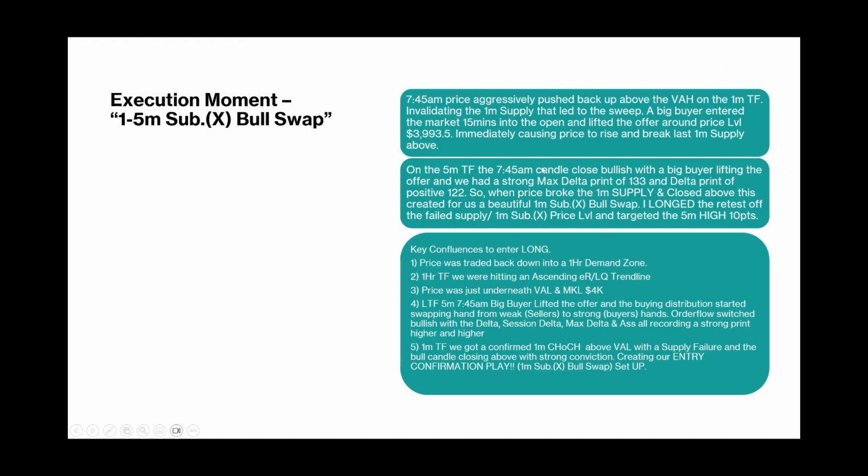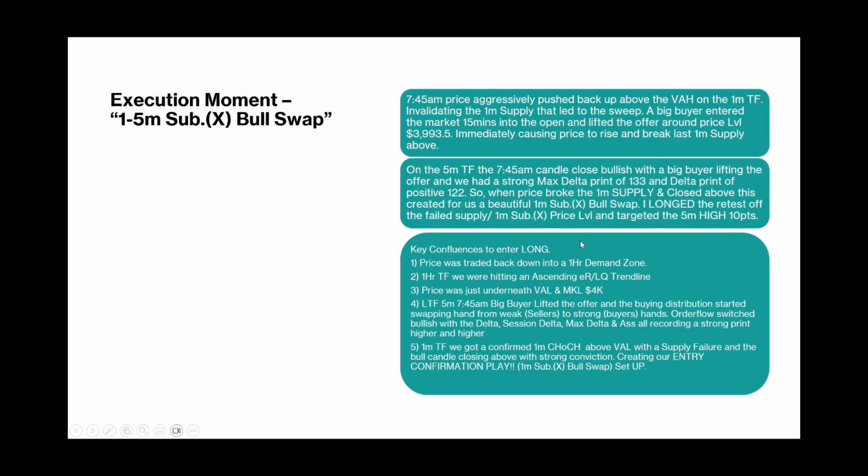So on the 5 minute time frame, the 7:45 a.m., we broke about. This was supposed to be value area low. Excuse me. On the 1 minute time frame, invalidating the 1 minute supply that led to the sweep. A big buyer entered the market 15 minutes into the open and lifted the offer around price level 3993.5, immediately causing price to rise and breaking the last 1 minute supply above.